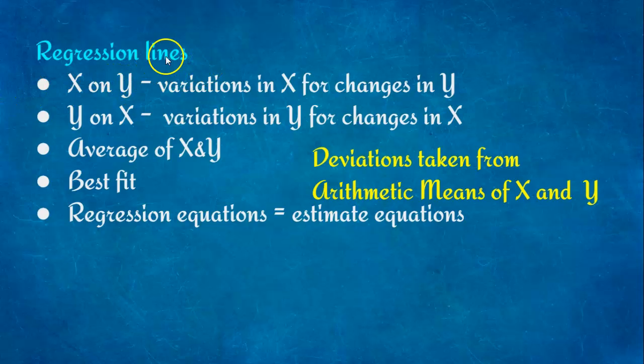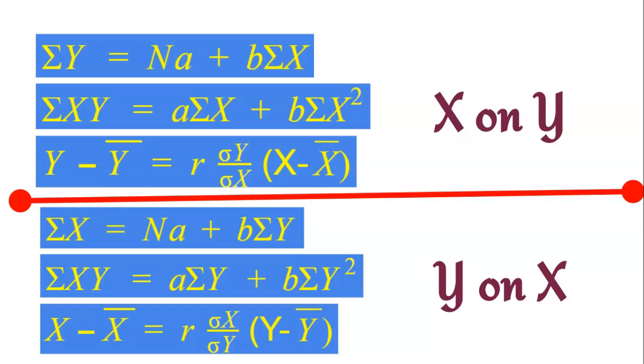In regression lines, there are two lines: one is x on y and another one is y on x. Today we will discuss the average of x and y, what the best fit line is, and what deviations are taken during the calculations of y on x and x on y. Before that I want to show the formulas of y on x and x on y.